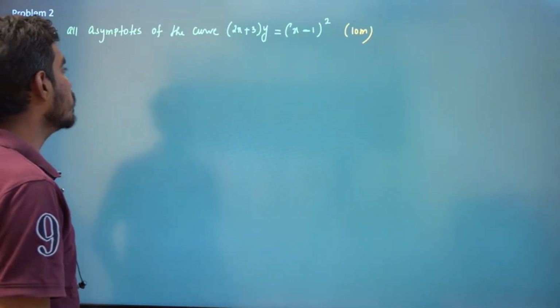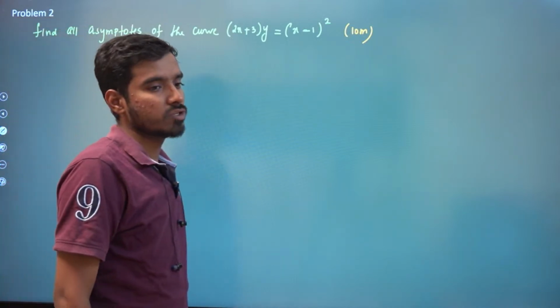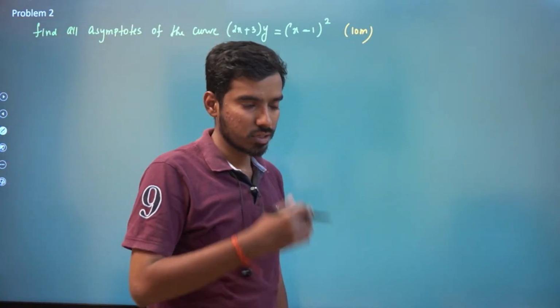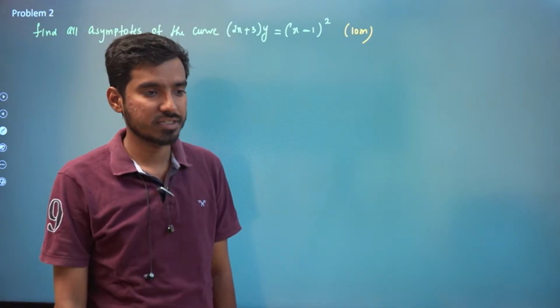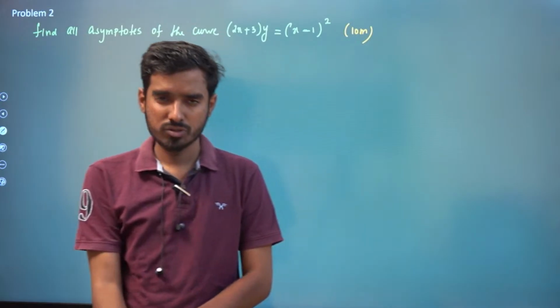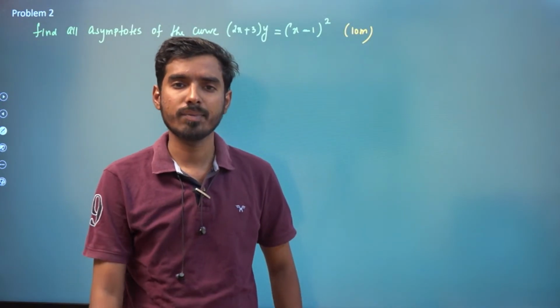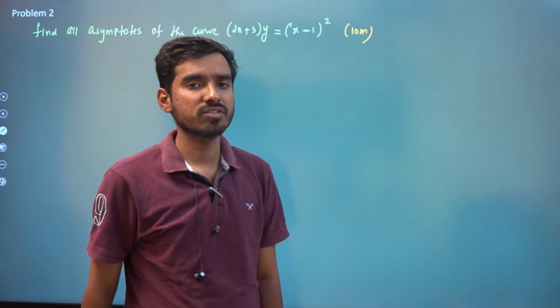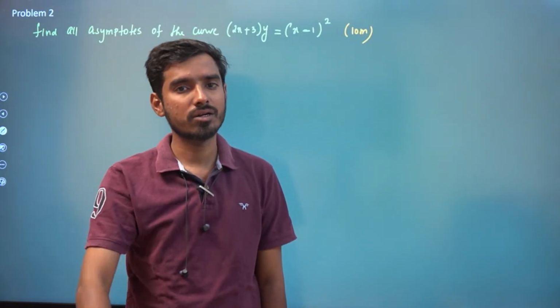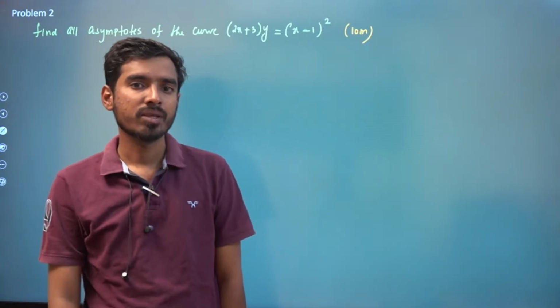Find all asymptotes to the curve 2x plus 3y is equal to (x minus 1) whole square. So we need to find all asymptotes to this curve. There are two types of asymptotes. One is parallel asymptotes, the other is oblique asymptotes. Parallel asymptotes can be parallel to the x-axis or parallel to the y-axis. Oblique asymptotes means asymptotes that are not parallel to the x-axis or y-axis. So we will find all those asymptotes.